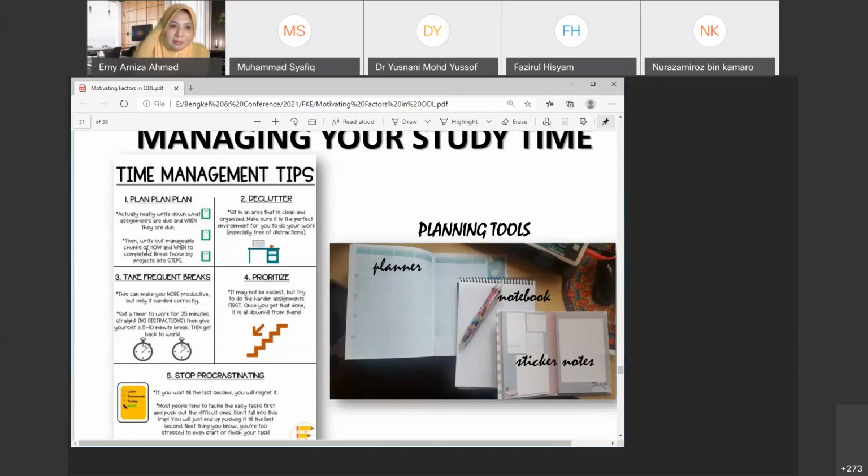Then write out manageable chunks of how and when to complete. Break those big projects into steps. When there is an assignment, plan what you want to do. Normally lecturers will definitely give guidelines: you need to have this, and your report must have these things. If you use the Pomodoro Technique, for the first 25 minutes, look for information. Find the information first. The second round, jot down the ideas and the main points. The third and fourth rounds, then you start to write.